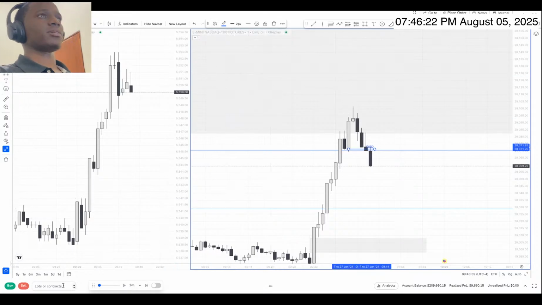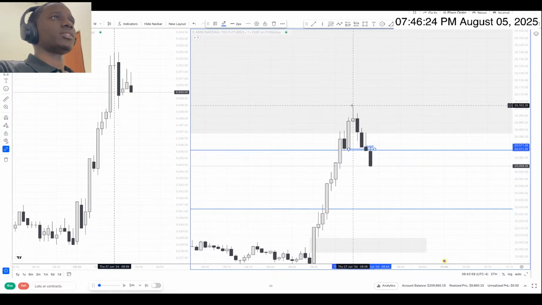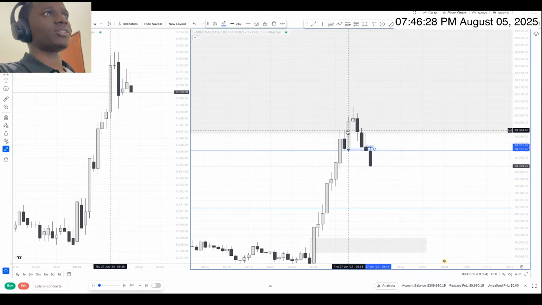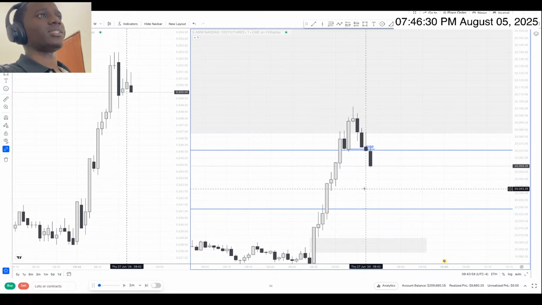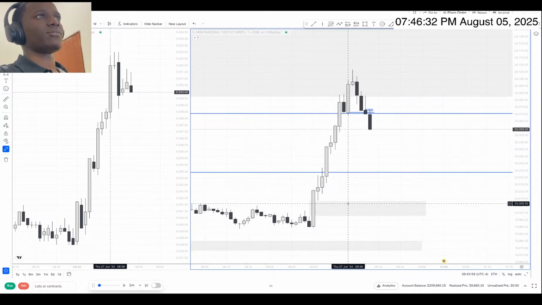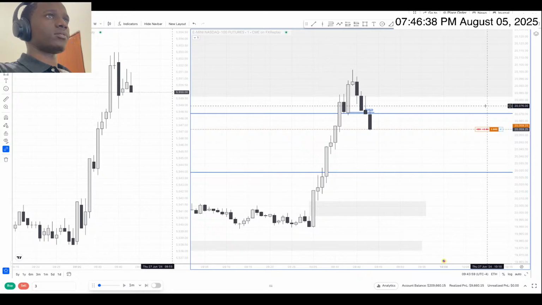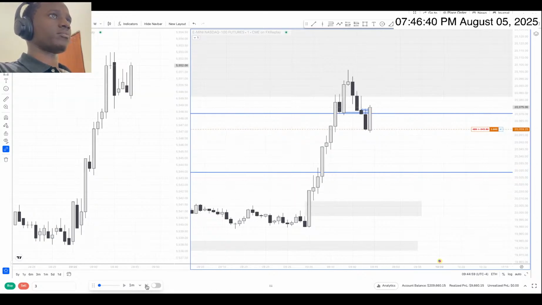So I think we can sell here. Have a change in state. We took out liquidity on the higher time frame, and we've created an inversion. So I think here we can sell it and target to reach the first presented fair value gap. So let's do 3 lots. And let's go and see.